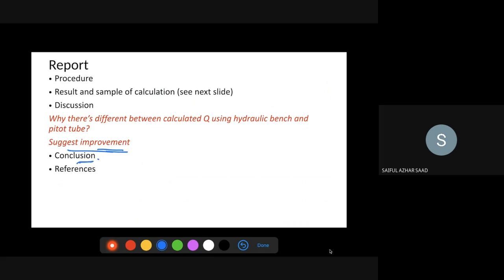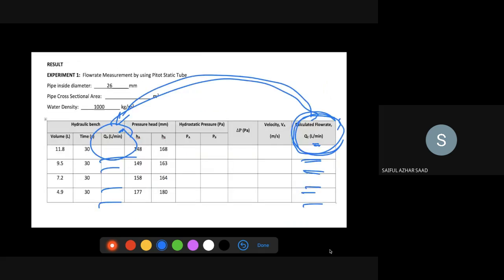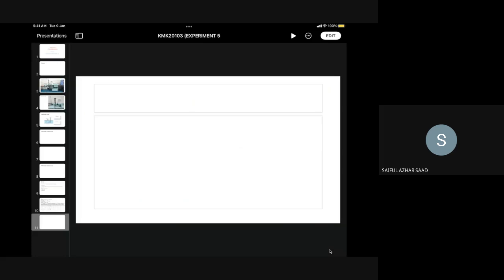Usually the conclusion should answer your objective. And then we have references. The minimum number of references should be 5. For the references, we use the APA method. If you don't know what the APA method is, you can ask Mr. Google. So I think that's all for experiment number 5.